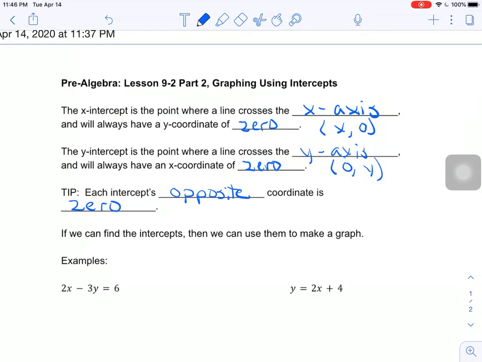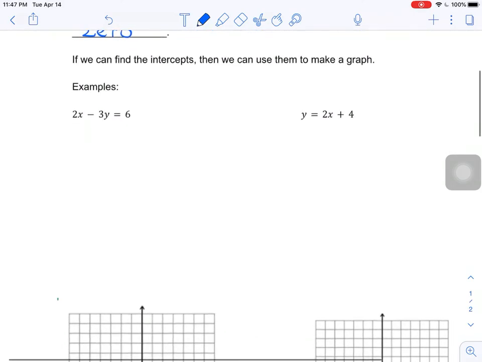So knowing this, the whole reason why it helps to know about these is because if we can find the intercepts, then we can use them to make a graph, which is our second graphing strategy. The best way to explain it is to show it. So we're going to look at a couple of examples to show you how you can calculate intercepts and then how to use those to make a graph. We're going to look at two different examples. You'll notice that these equations are arranged differently, and that is intentional so that you can see that this process works no matter where things are in your equation.